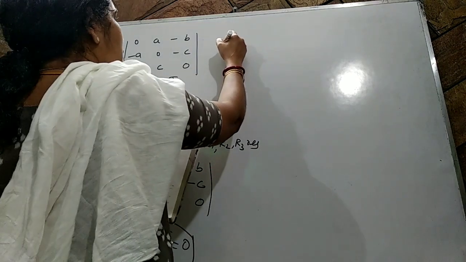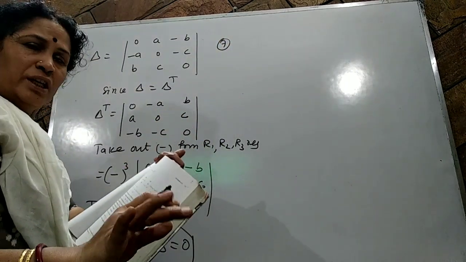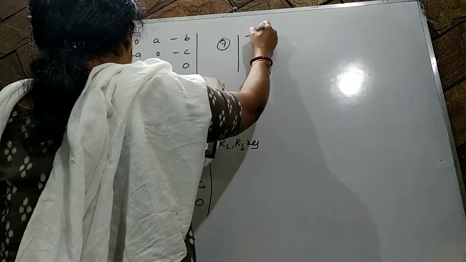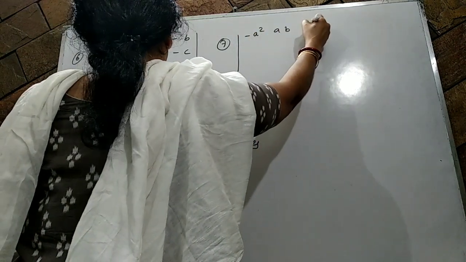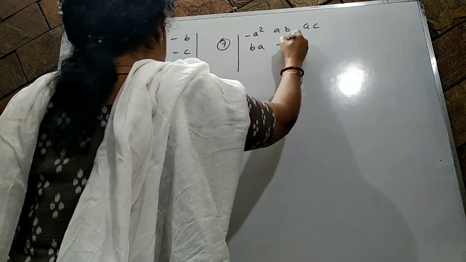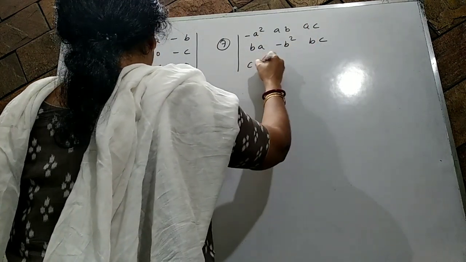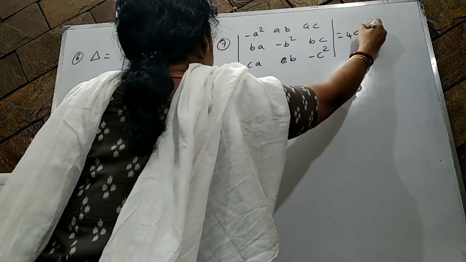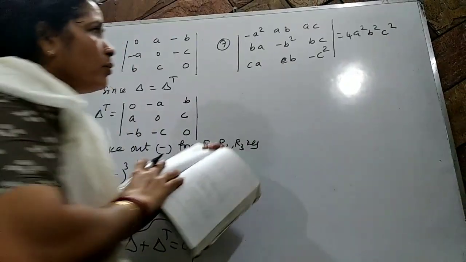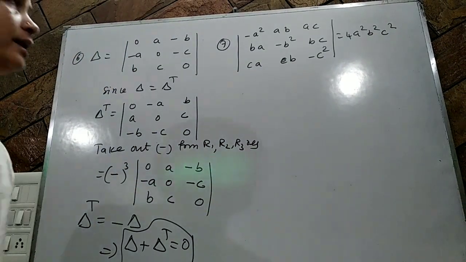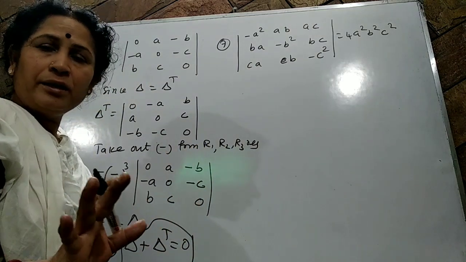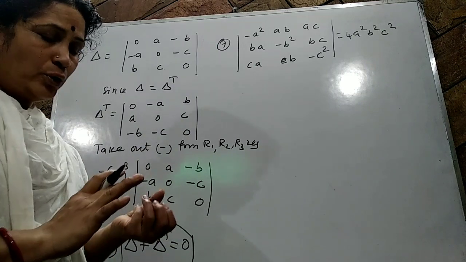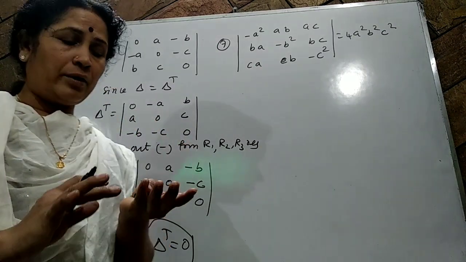Now question number 7, another most important, repeated question, keep that in mind. I'm taking question number 7. Minus A square, then AB, then AC, then BA, then minus B square, BC, CA, then CB, and then minus C square equal to 4 times A square, B square, C square. Now I'm taking LHS, without expanding. They did not say, but you have to use at least 2 properties. Now keep the points I am saying right now.